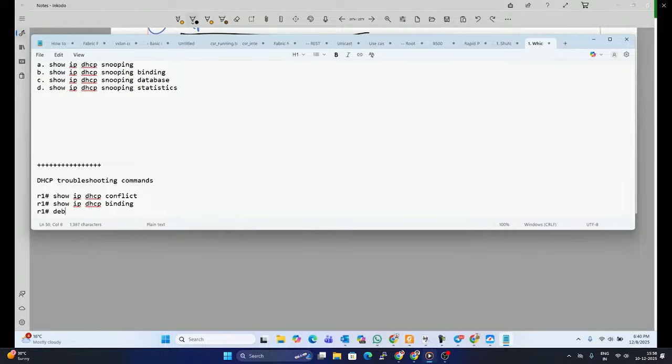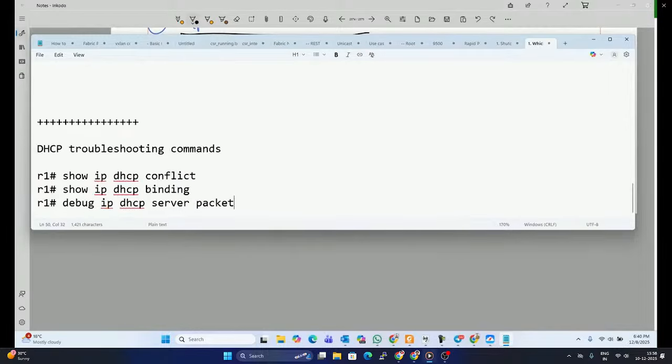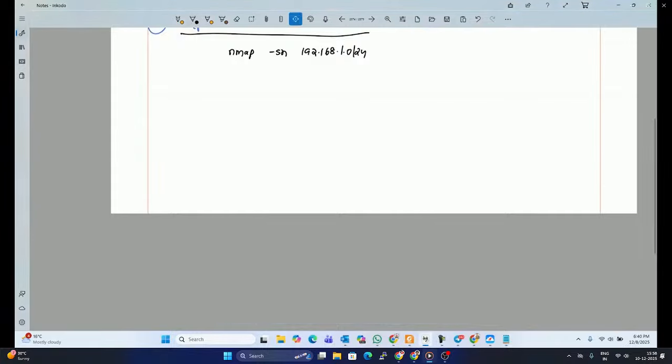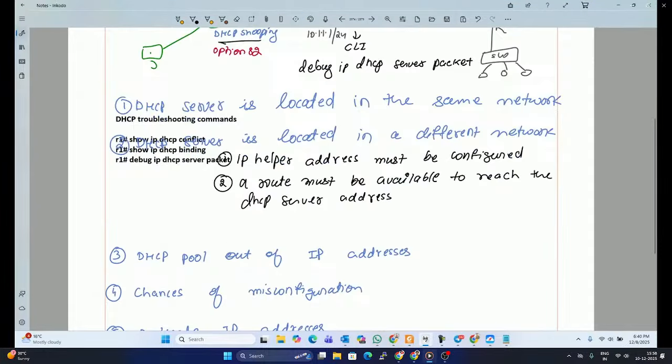On that router, we can say debug ip dhcp server packet, because knowing the commands is also very important in order to troubleshoot the problem. So debug ip dhcp server packets. This is a debugging command, and it is going to detect all the DHCP messages.